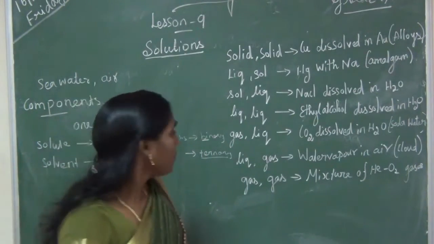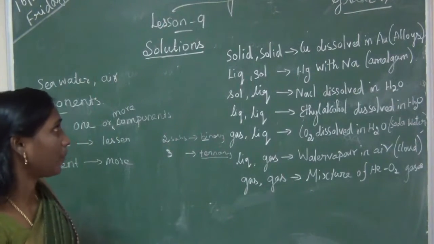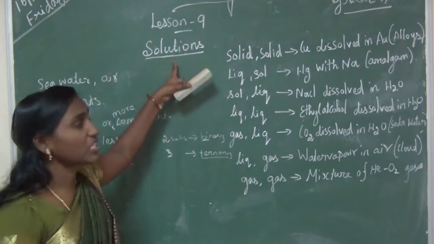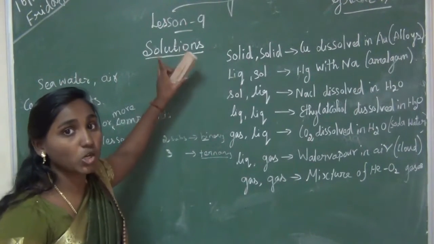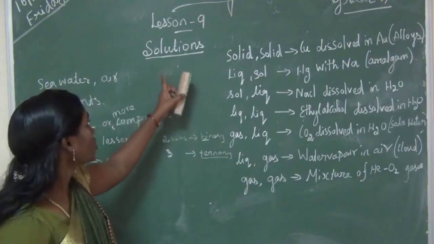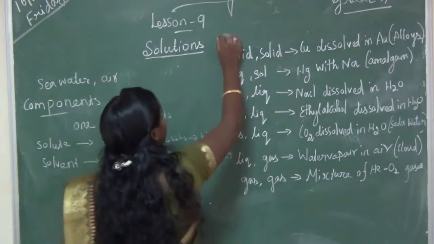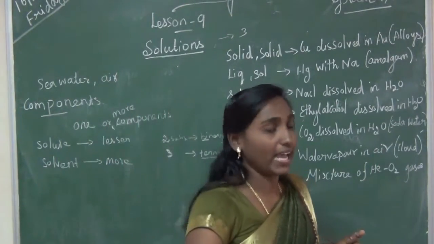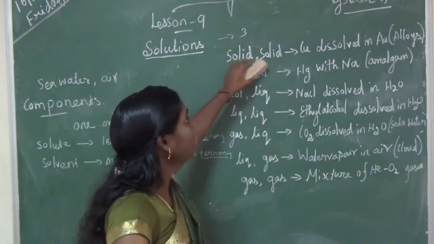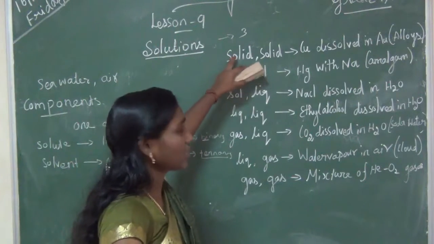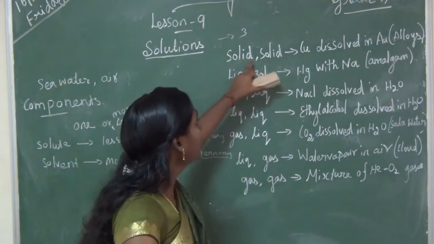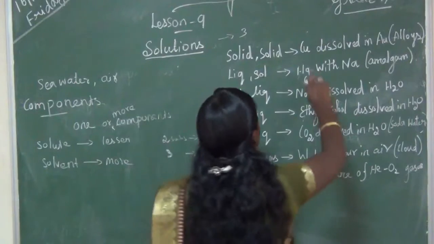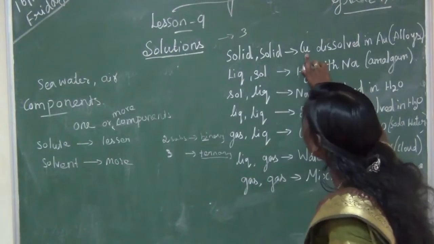Okay. Based on the physical and chemical properties, the solutions are classified into three types. That is solid, liquid and gas. Okay, so solid with solid. First we are going to study the examples. Okay, solid with solid. The example for solid with solid, copper, Cu.